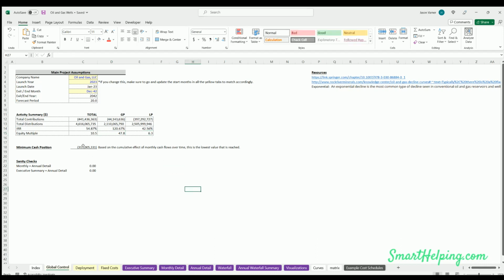You've also got the minimum cash position and the sanity checks, making sure the monthly and annual detail cash matches and the executive summary matches the annual detail. These are all the same total data, so they all should zero out.